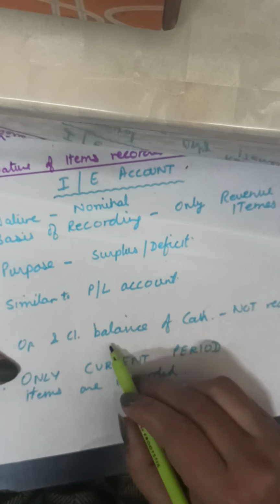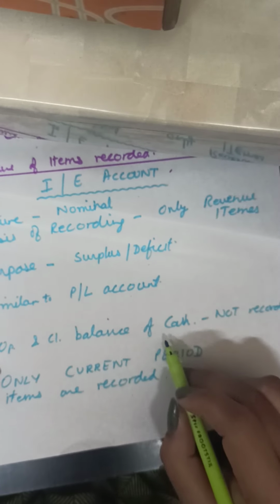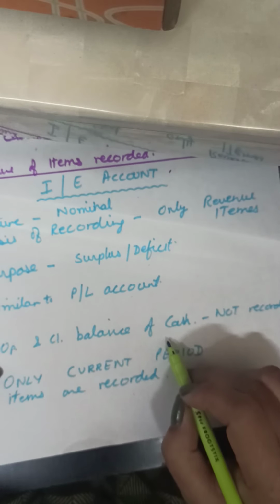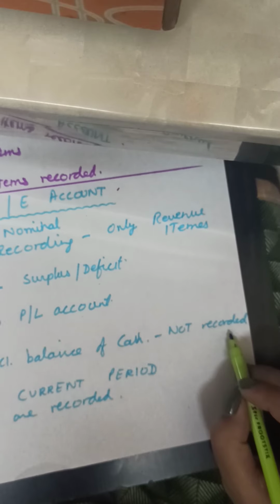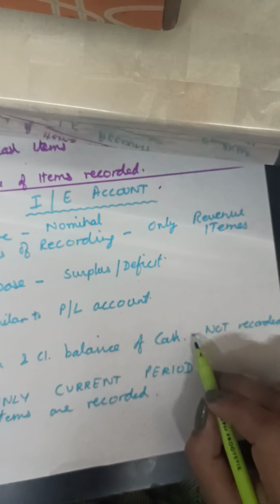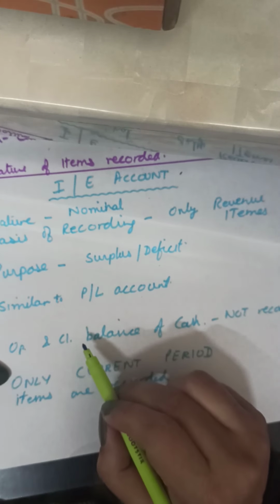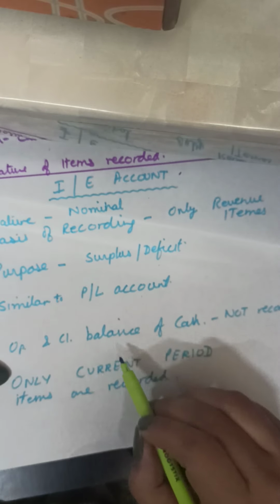Next, opening and closing balance of cash. This account does not record the opening and closing balance of cash. The cash balance comes in the cash record, that is the receipt and payment account.